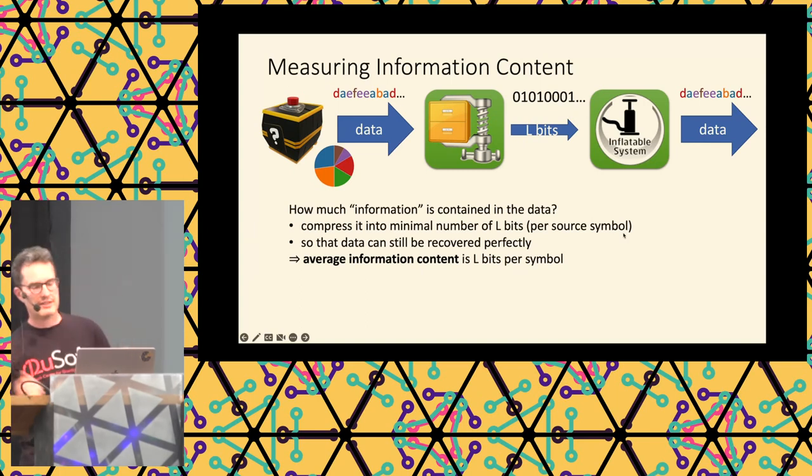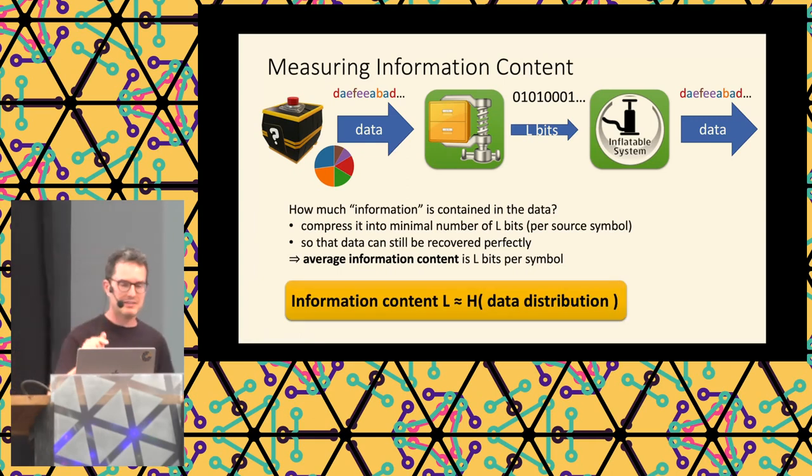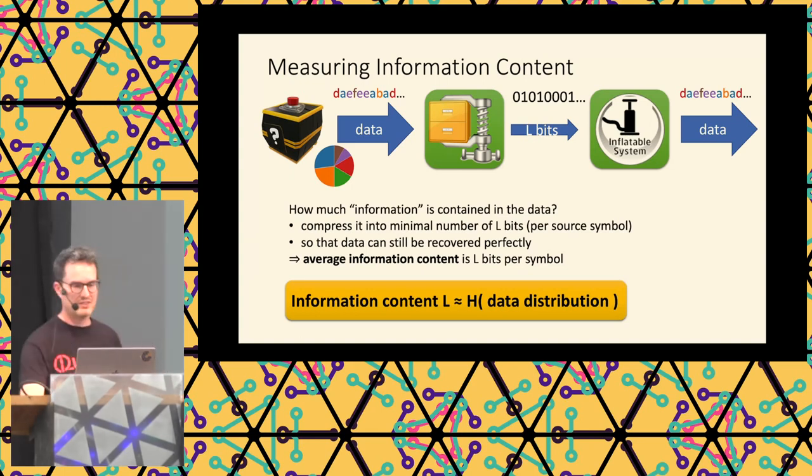Okay, great, we can define information like that. And now comes Shannon and says that this L is going to be pretty much exactly the entropy of the data distribution. So somebody picks this distribution, I can compute the entropy, we practiced that before. And that's going to be a bound, telling me pretty much how much we can compress this information down to its essential part.